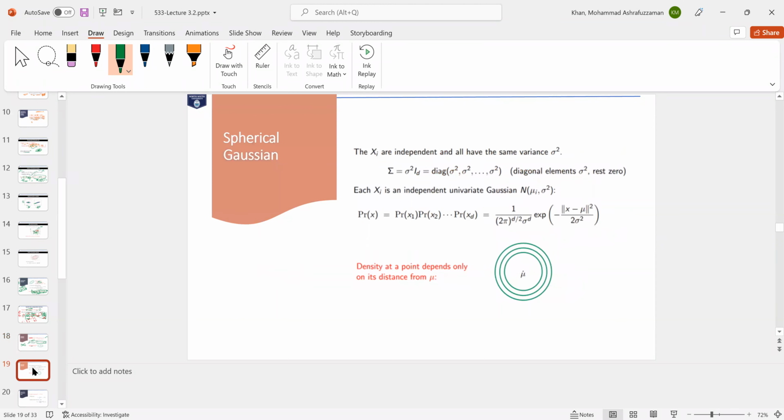Let's relax some more conditions. Suppose now we think that the features are independent and all have the same variance.